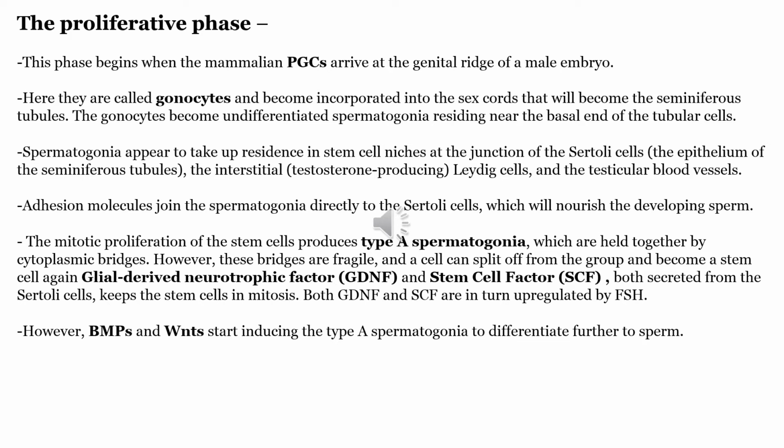Is that clear? So basically, primordial germ cells give rise to gonocytes, gonocytes give rise to spermatogonia, spermatogonia develop into type A spermatogonia, then type A gives rise to type B spermatogonia if BMPs and WNTs are present. If they are absent, then type A spermatogonia will renew itself. That means it will produce another type A spermatogonia.